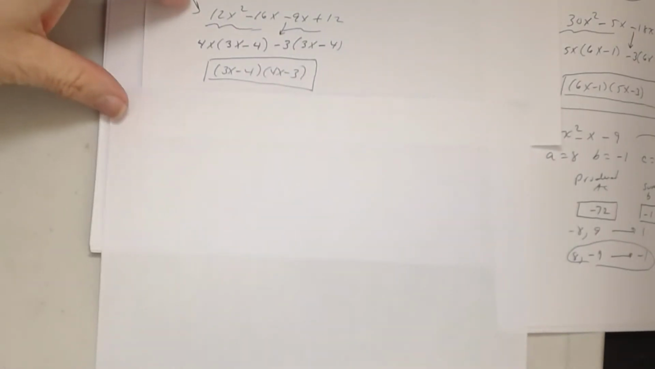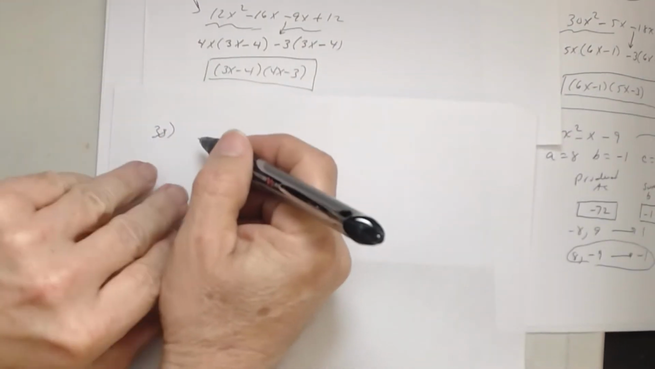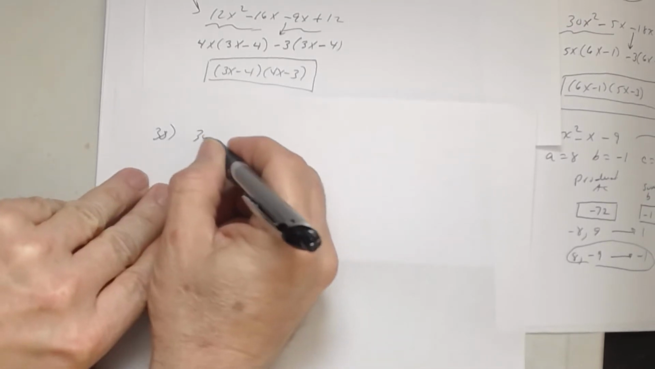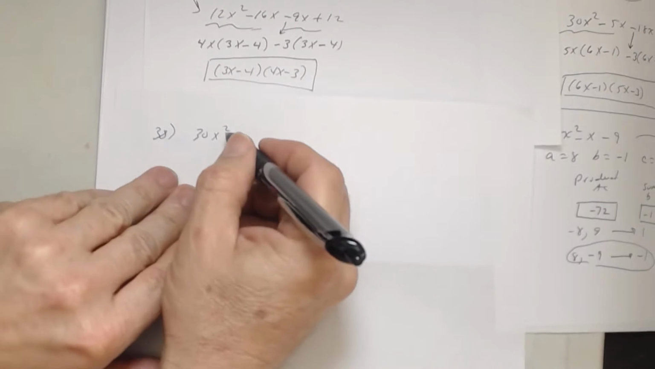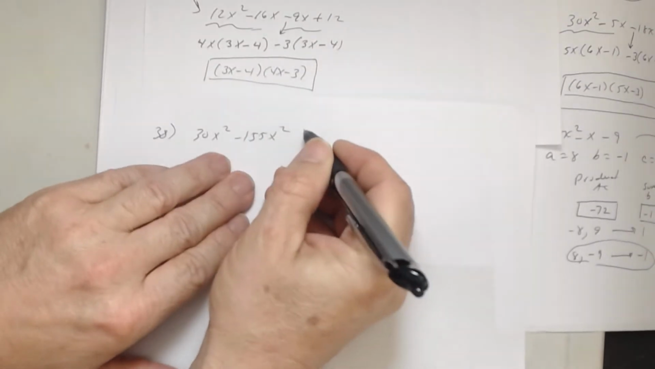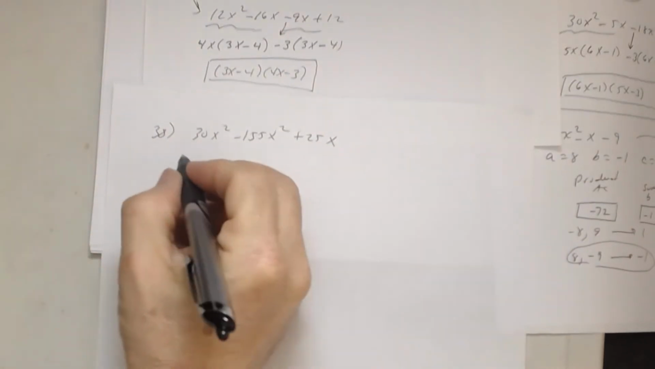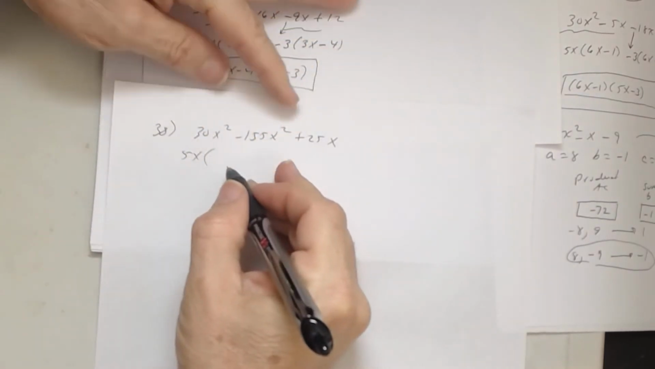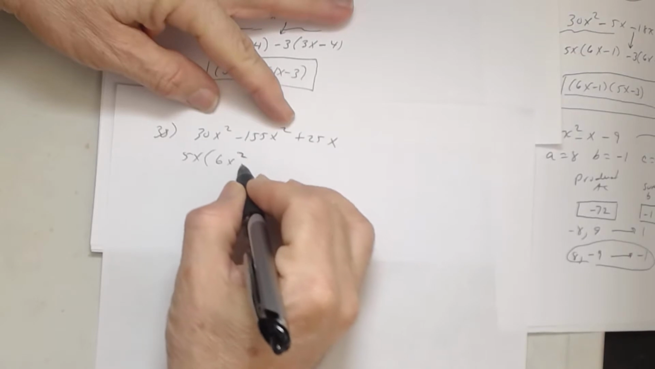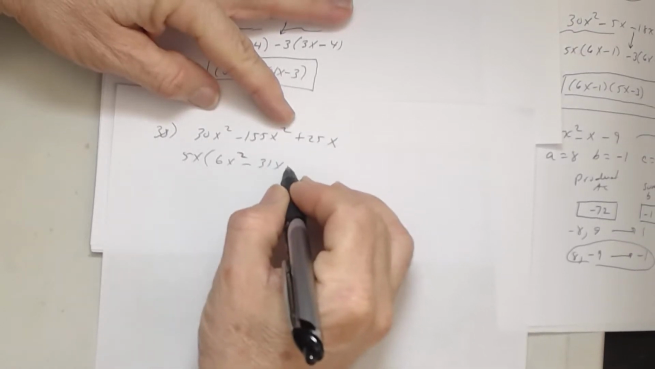Okay, let's look at 38. Let's look at 38. All right, 38, you have 30x cubed minus 155x squared plus 25x. What do you do first? GCF. What's the GCF? 5x times what? 6x squared minus 31x plus 5. Okay, good.